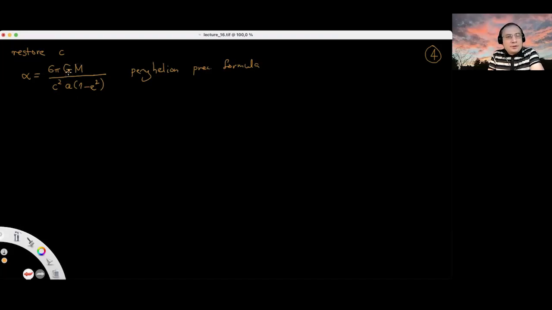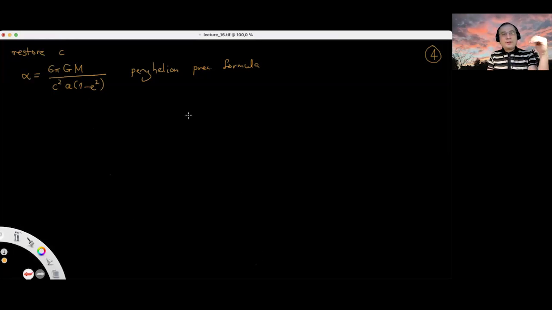We immediately notice that this effect is proportional to gm over a, so the ratio between the Schwarzschild radius and the size of the ellipse. The bigger the ellipse, the smaller the perihelion shift or the perihelion precession. It's also clear that for orbits with larger eccentricity, this is going to be a larger effect. What else? I think it's all for now. Let's go back to the lecture.